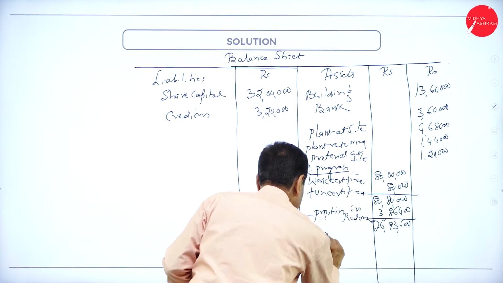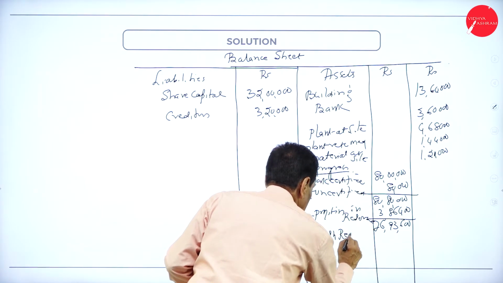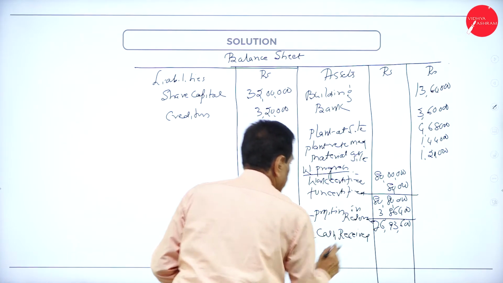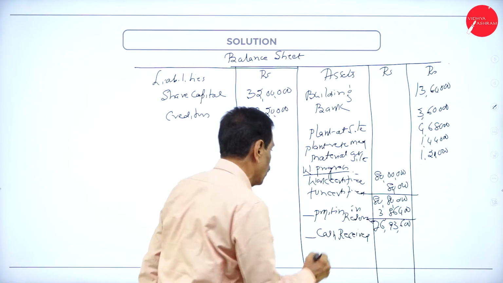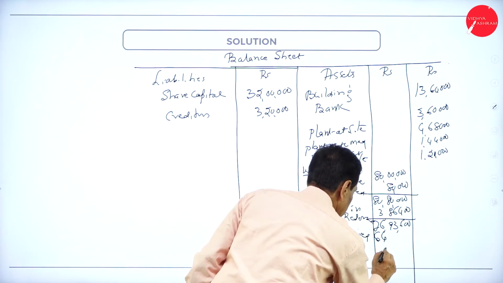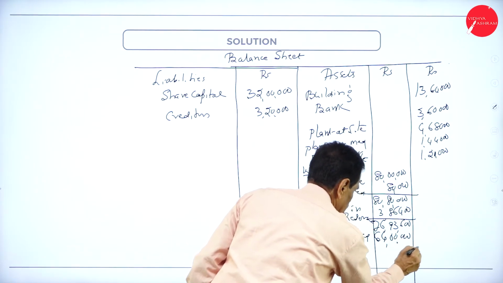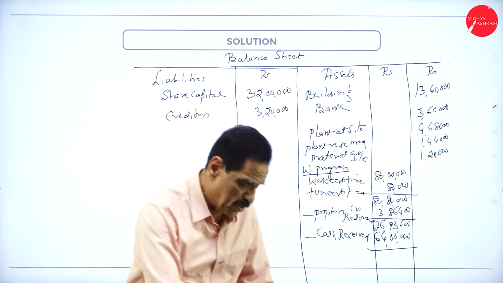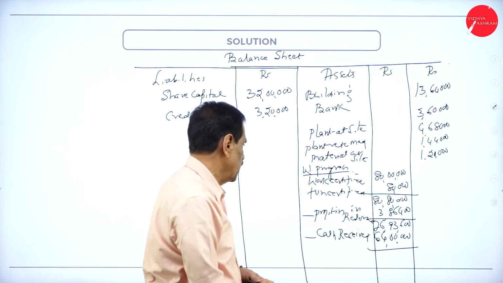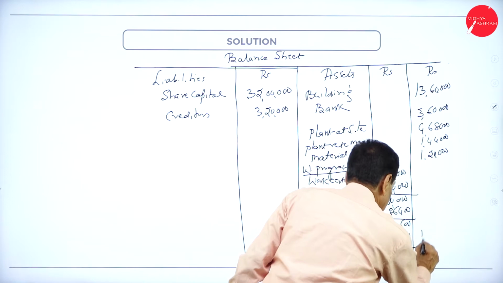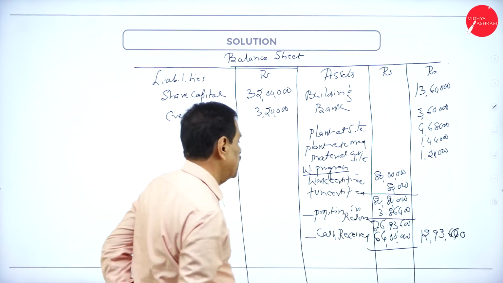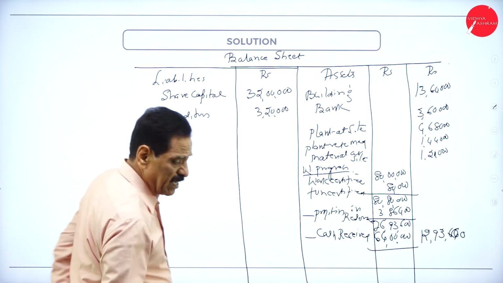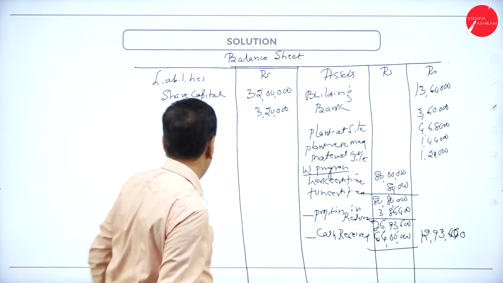Minus cash received. What's your cash received? 64 lakh. So it comes to 12 lakh 93,600, that is 12,93,600. Come back here. Profit and loss.